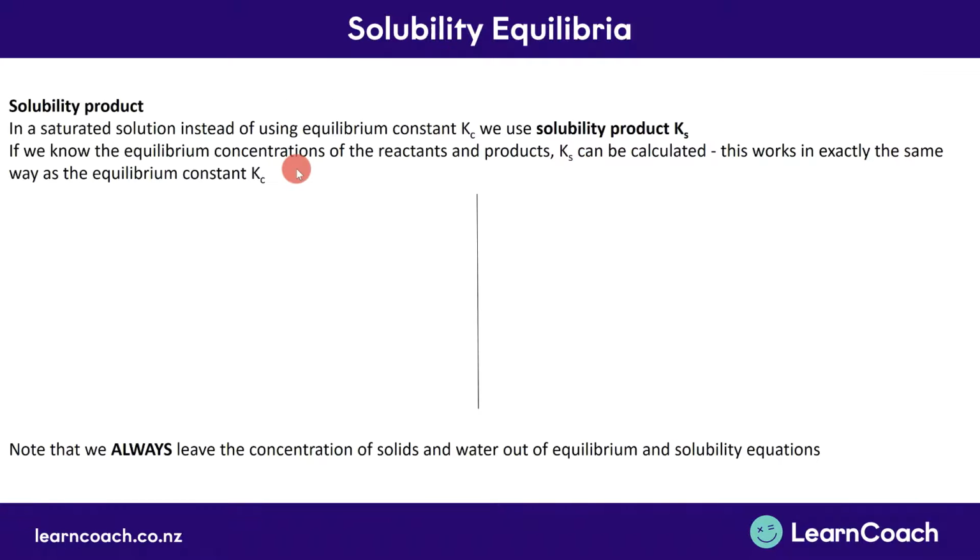Now that concept's all very nice, but what we really want to know is how much of a solid we can put in a solution before the solution will become saturated. And to work that out, we use something called Ks, and Ks is the solubility product. The solubility product is a measure of how much a certain pair of ions can dissolve into water before the solution is saturated. Ks for any given pair of ions at the same temperature is always the same number.